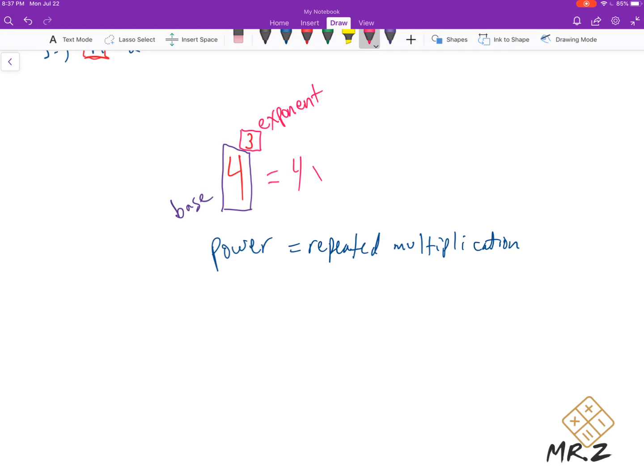So 4, we're going to multiply it by itself 3 times, because it's 4 to the power of 3. Also, something that you guys should know: anytime you see 3 as the exponent, that's called cubed. So you hear that word a lot, 4 cubed, 3 cubed. That just means to the 3rd power. So 4 times 4 is 16. 16 times 4 is 64. All right? Great.